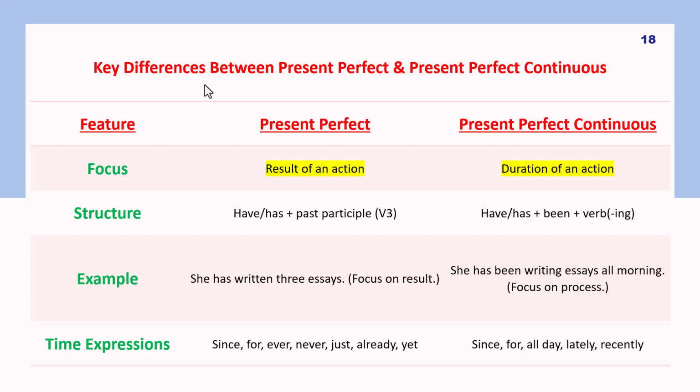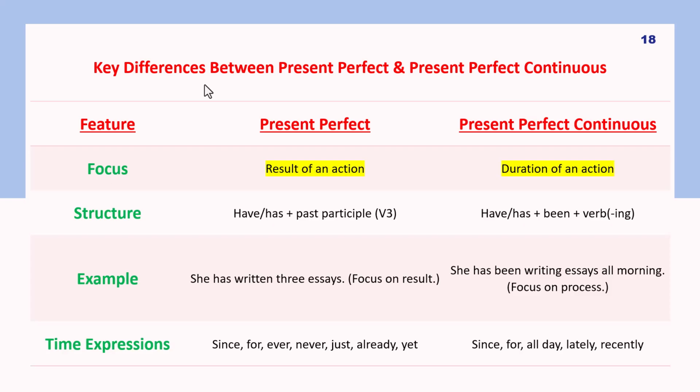The next difference is their structure. In present perfect, we use have, has plus past participle or third form of the verb. But in present perfect continuous tense, we use have, has plus been plus verb ing, not past participle. Look at the example. She has written 3 essays. It focuses on the result. But look at the next sentence. She has been writing essays all morning. It means it focuses on the process, it focuses on the duration.